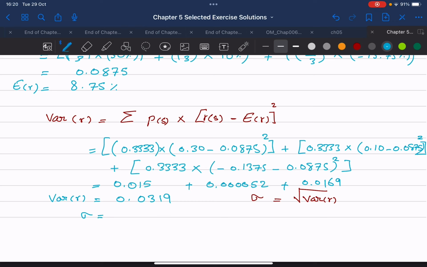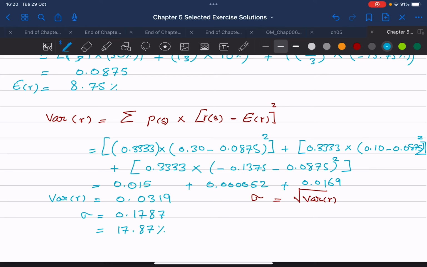We're going to say standard deviation equals the square root of my answer, because I still have it in my calculator, and that would be 0.17867, so I'm going to round it up. Multiply that by 100, and I get 17.87%, which is the answer to the first requirement in the question, requirement A.